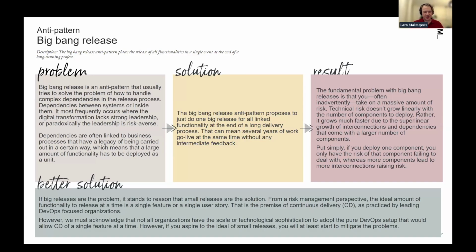So that's the first thing that happens there. We take a relatively low risk deployment approach and we replace it with a high risk deployment approach. So that's kind of the first thing that happens in this story.